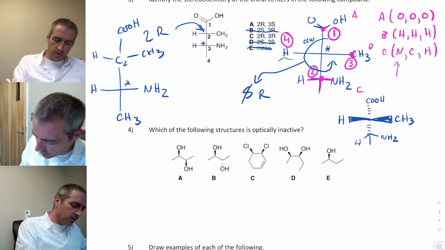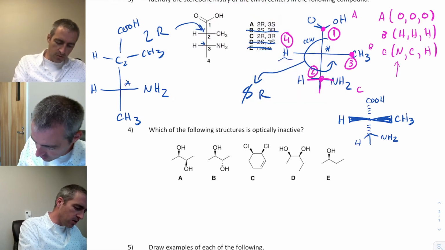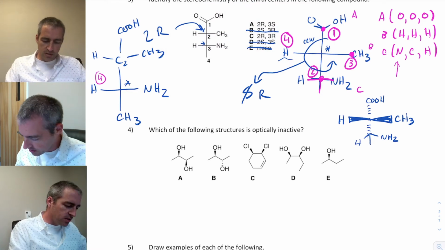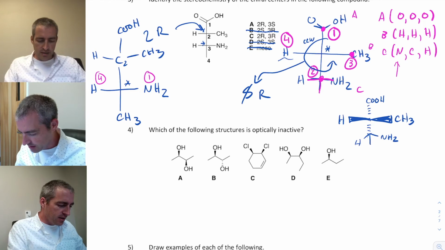So this is the one we're looking at. We want to assign priorities. Lowest priority again goes to the hydrogen. Highest priority will go to the nitrogen because it has a higher atomic number than carbon.